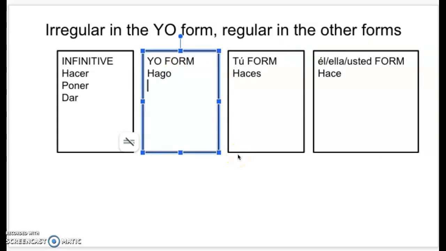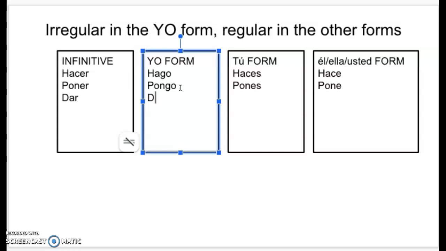Let's look at the other irregulars, poner, to put, or set, like to set the table. So again, we're putting a G on this one, pongo. But in the other forms, we don't have a G. We'll do pones and pone.